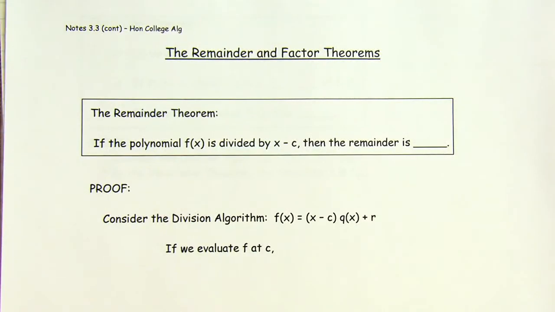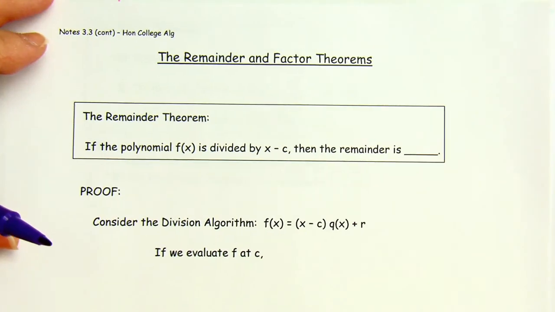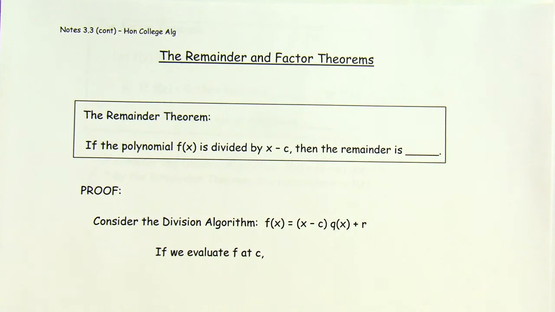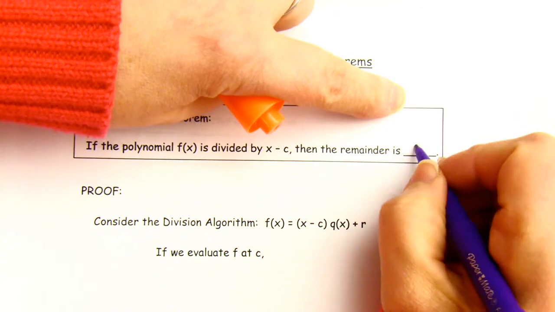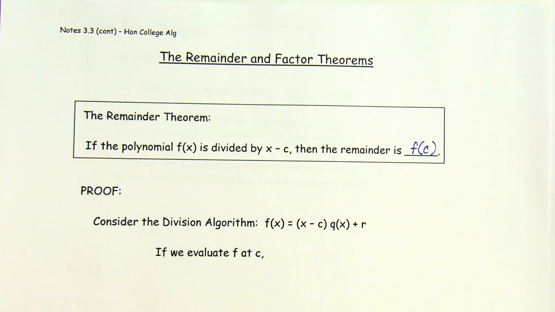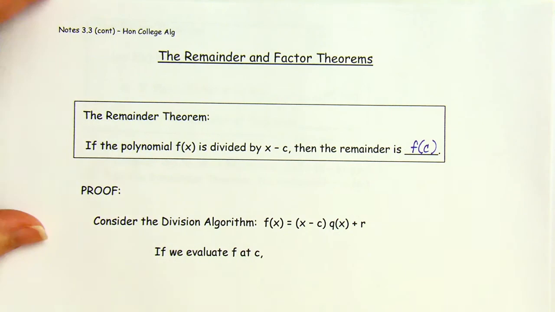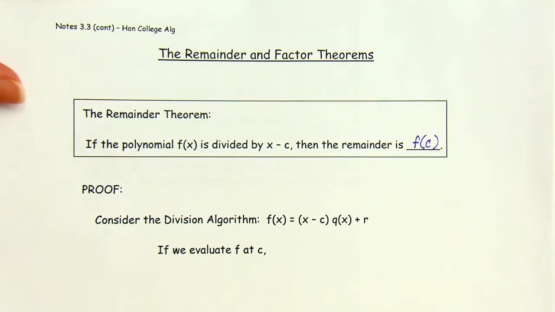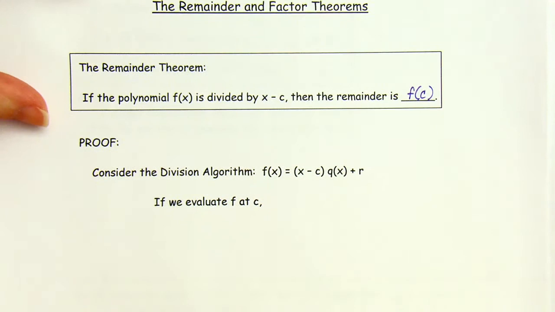All right, this is the conclusion of Chapter 3, Section 3, the remainder and the factor theorems. The remainder theorem. Now remember, a theorem is a statement that we prove from geometry. Recall that. All right, remainder theorem. If the polynomial f of x is divided by x minus c, then the remainder is f of c. So we'll do a little proof of sorts, if you will. We're not going to do a two-column proof, but it's like a little proof here.